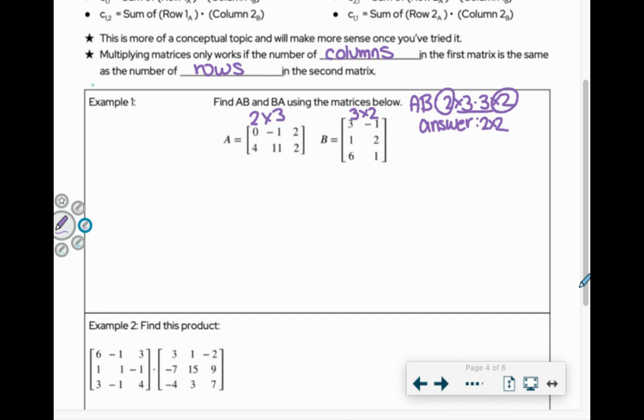Then let's go ahead and double check BA. If I switch that order, 3 by 2 goes first, times the 2 by 3. Numbers in the middle are still fine. So my answer is going to be a 3 by 3. Again, the outsides basically. Insides have to match, the outsides tell you how big your answer is going to be. Okay, so let's start with A times B.